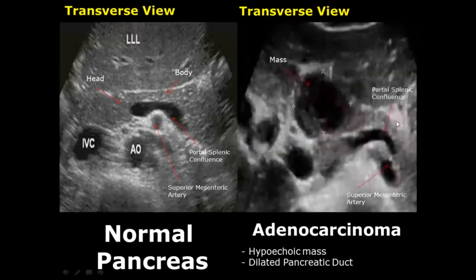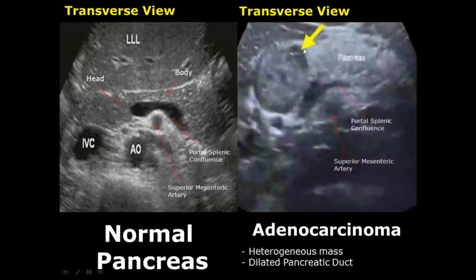Here is another image of adenocarcinoma, another lesion occupying the head of the pancreas. It is hypoechoic and also somewhat heterogeneous. Another mass occupying the head region of the pancreas. It is more heterogeneous, also somewhat hyperechoic.